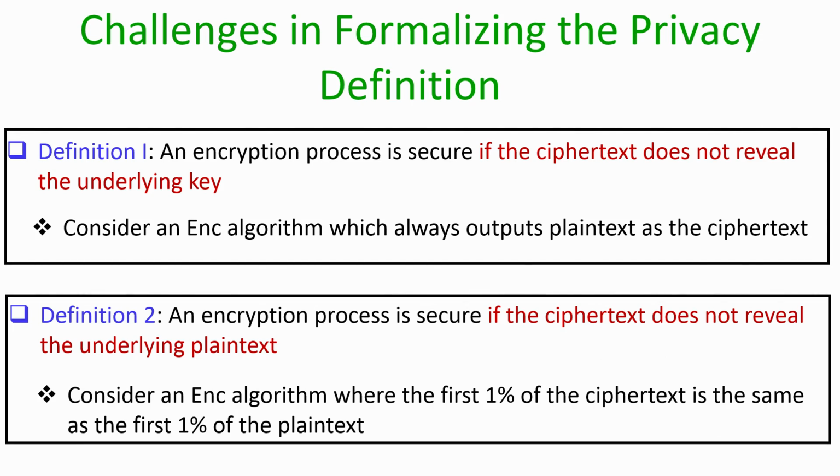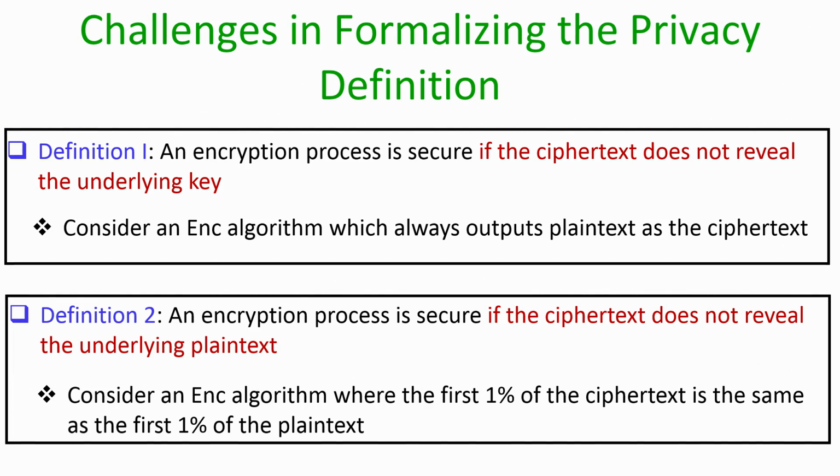For example, you might have an encryption process where 99% of the plain text is not revealed by the ciphertext, but unfortunately the ciphertext might be revealing 1% of the plain text, and that 1% which is getting leaked might be the critical information which you want to hide. Again, this candidate encryption process might look like it satisfies definition 2, but actually such an encryption algorithm I cannot use in practice.